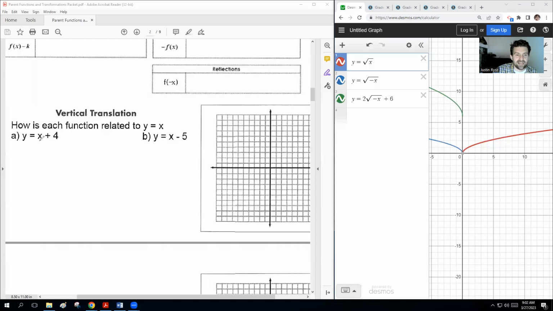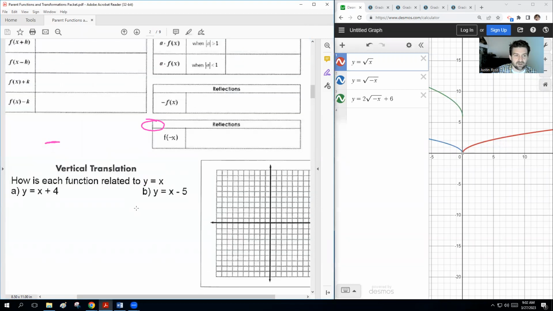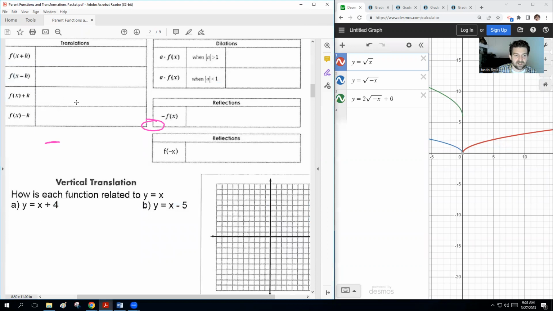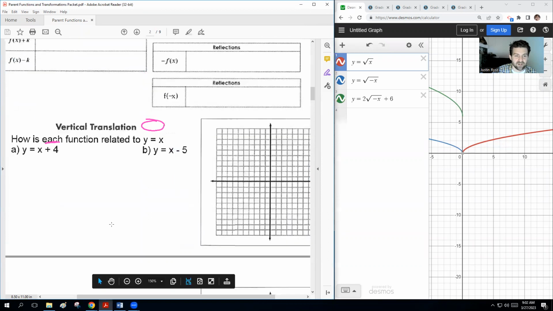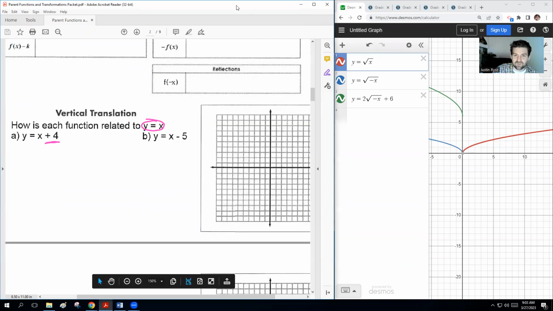Okay, so we've got y equals x plus 4, and we're comparing this to y equals x. The only difference is the plus 4 on the end of the equation. If we go back to our notes here, I don't have it written down, but when we add onto a number, it's a vertical shift. So we would say this is shifted up.